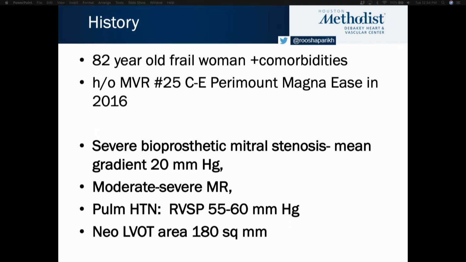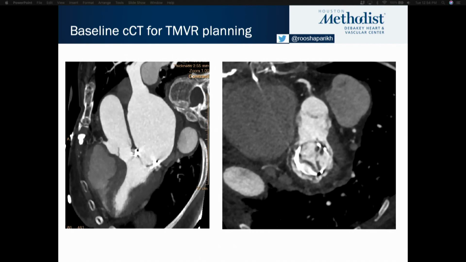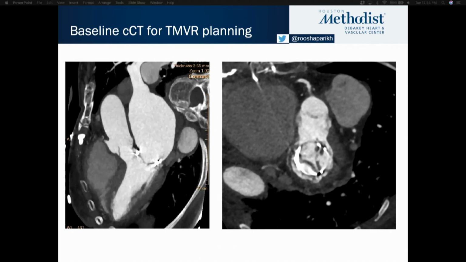So she was found to have severe bioprosthetic mitral stenosis with a mean gradient of 20 millimeters mercury at a heart rate of about 75 to 85, moderate to severe mitral regurgitation. She had pulmonary hypertension with the RVSP of 55 to 60 millimeters mercury, a neo-LVOT area of 180 square millimeters, which we'll go over.